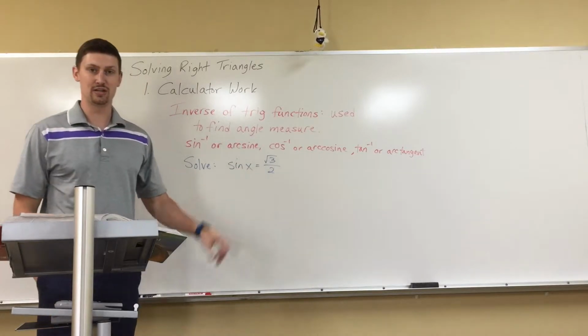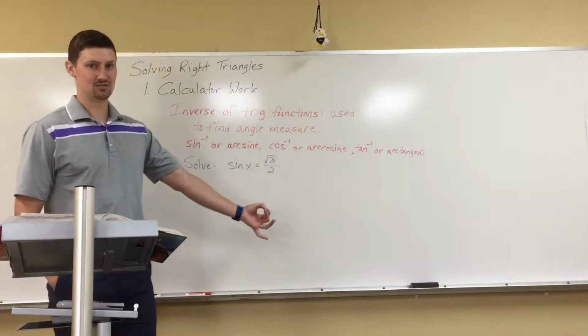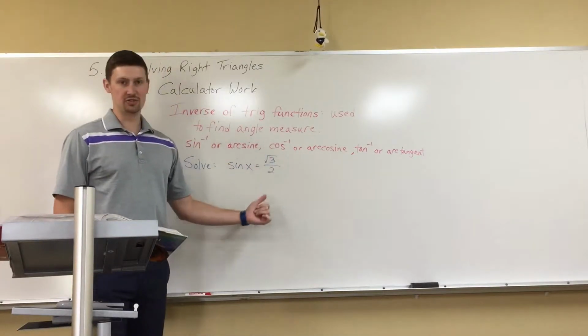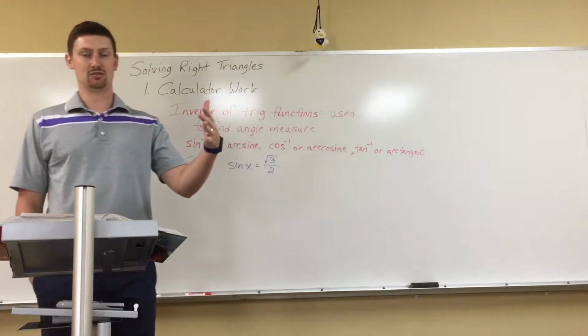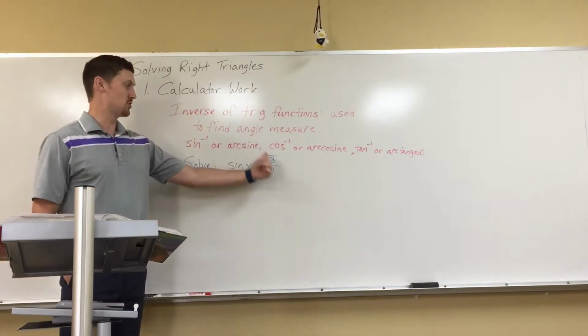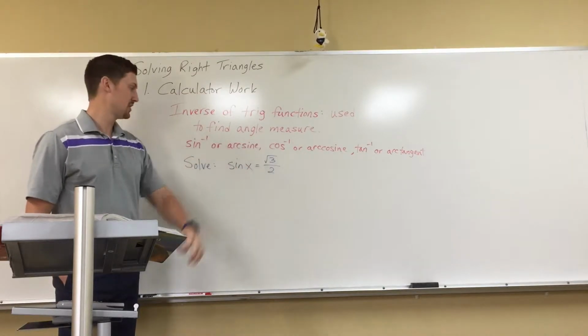The angle. So they're asking us what angle, when you take the sine of that angle, gives you square root of 3/2, or opposite over hypotenuse. So when you take the sine of what angle, you find square root of 3/2. What's our answer? Well, for this we could just use our calculator.